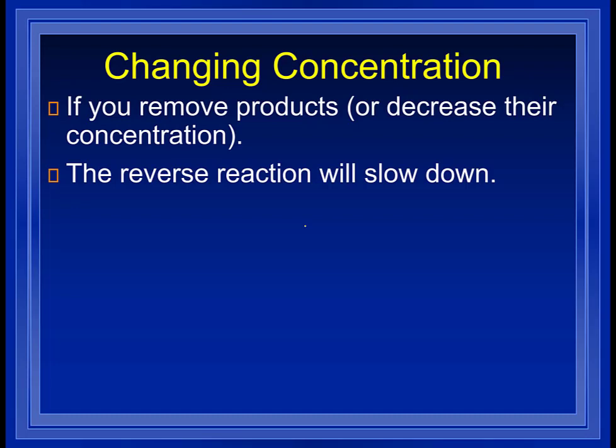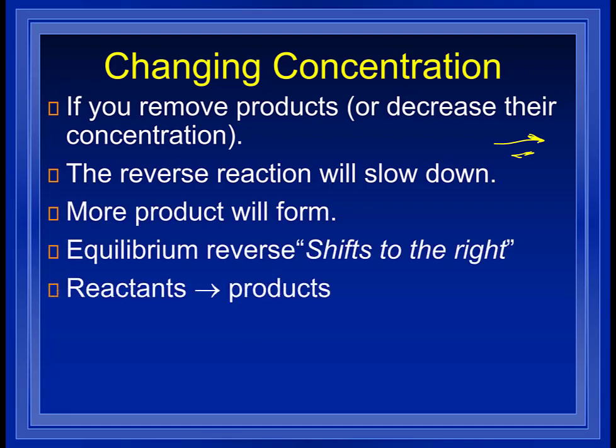Well, I had two reactions that were going the same rate, forward and reverse, and suddenly the reverse reaction is going slower. That means the forward one, which was still going the same speed, is going to win for a while. If the forward one wins, you're going to make more product. We say equilibrium shifts to the right because products are on the right. So shifts to the right means makes more product.